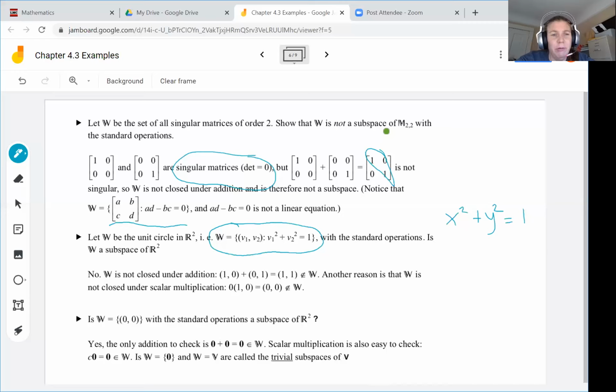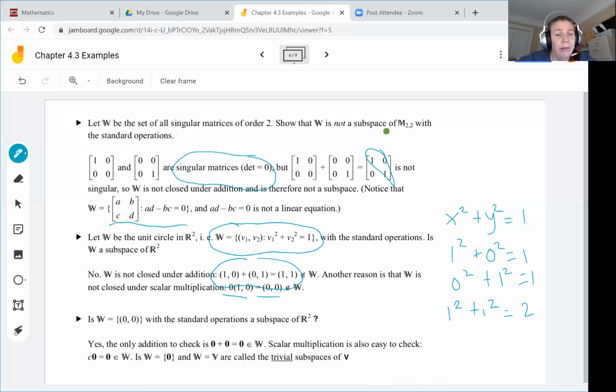So is W a subspace of R2? Well, think about under addition. 1 squared plus 0 squared equals 1, and 0 squared plus 1 squared equals 1. If you add those up, you get (1, 1), but 1 squared plus 1 squared is 2, which is not the unit circle, not in W anymore. So it's not a subspace. You could find another reason that W is not closed under scalar multiplication. If you multiply by 0, you get zeros, which are also not in W.